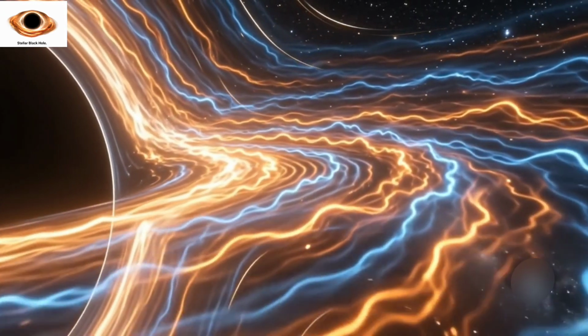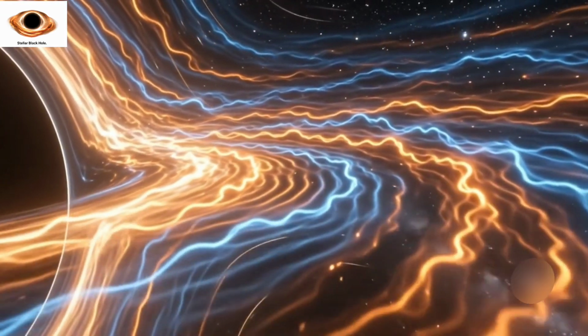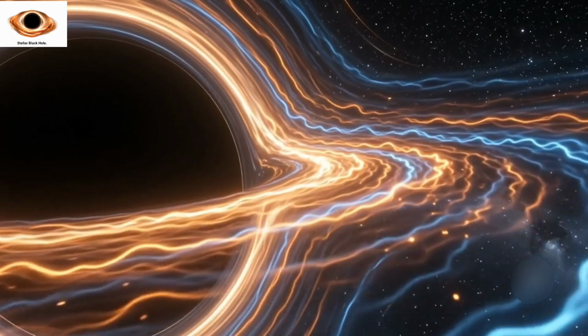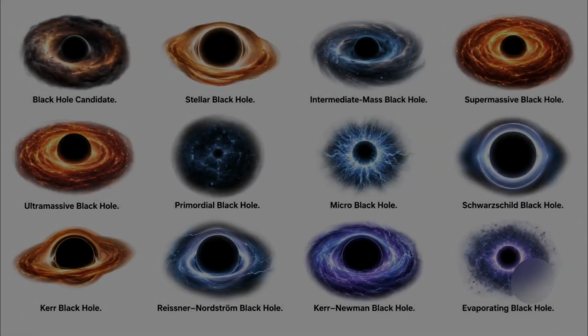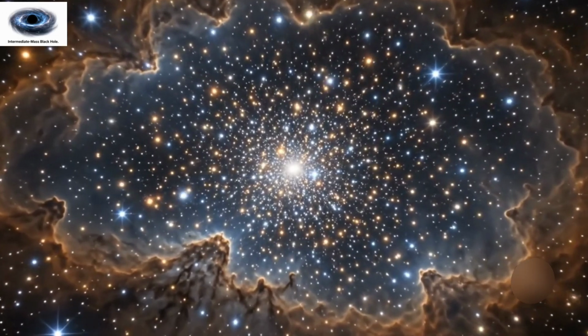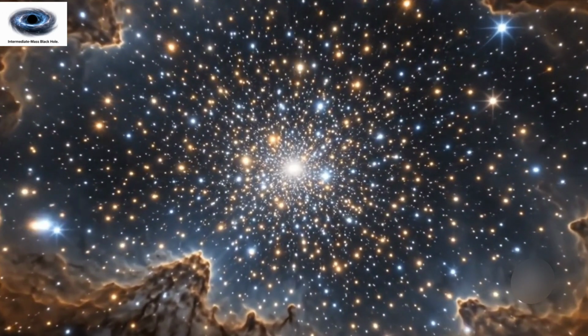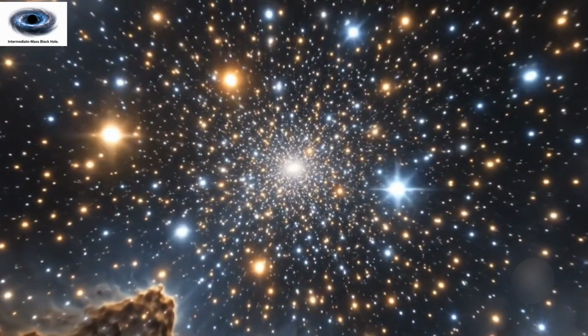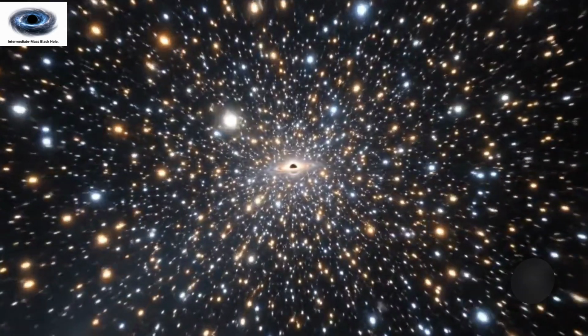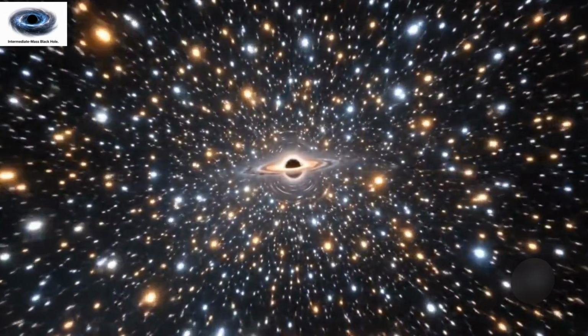They usually contain between about 5 and 100 times the mass of the Sun and are scattered throughout galaxies, including our own Milky Way. Intermediate mass black hole. An intermediate mass black hole fills the gap between stellar black holes and the enormous black holes found in galaxy centers. They are thought to contain hundreds to hundreds of thousands of solar masses.